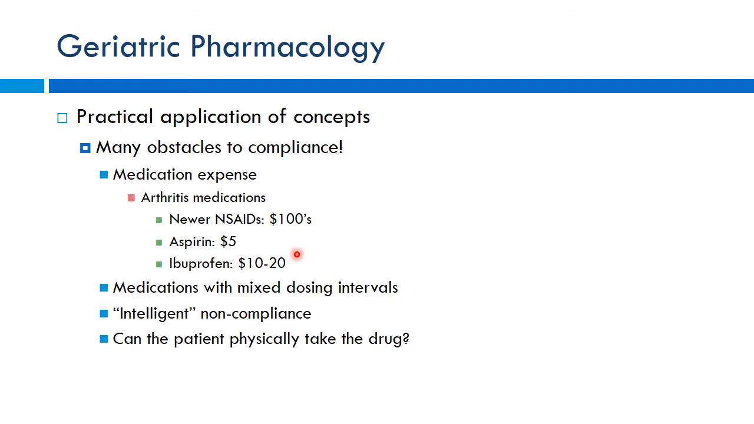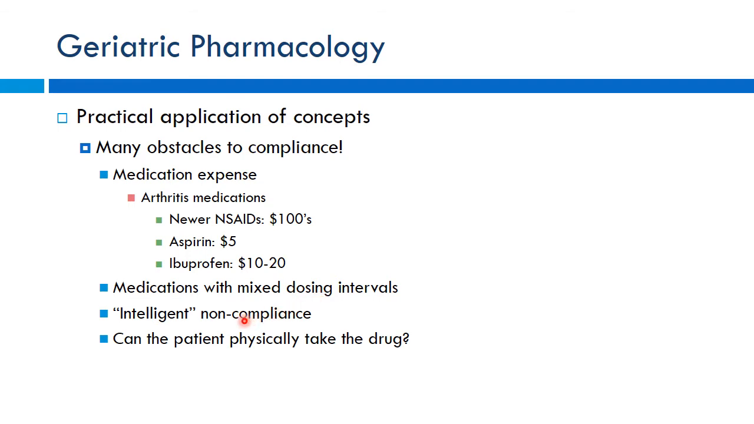Try to do medications without mixed dosing intervals. If you can get everything as once daily, great, or twice daily, it's going to be the best thing for them, so they can just take the same thing at the same time and be done with it.